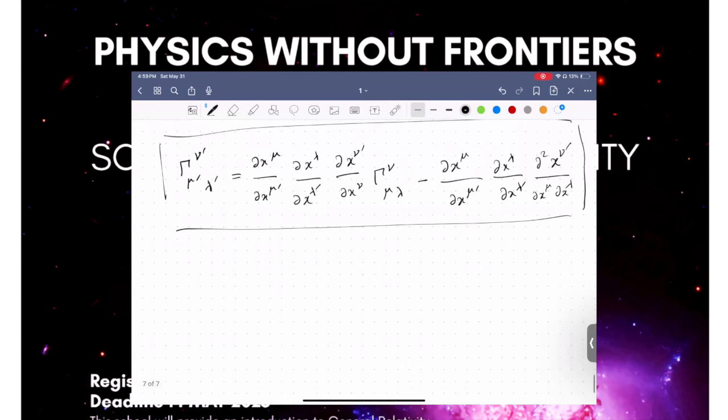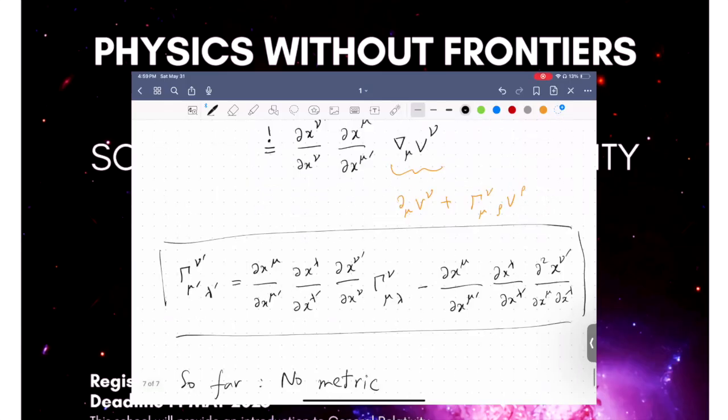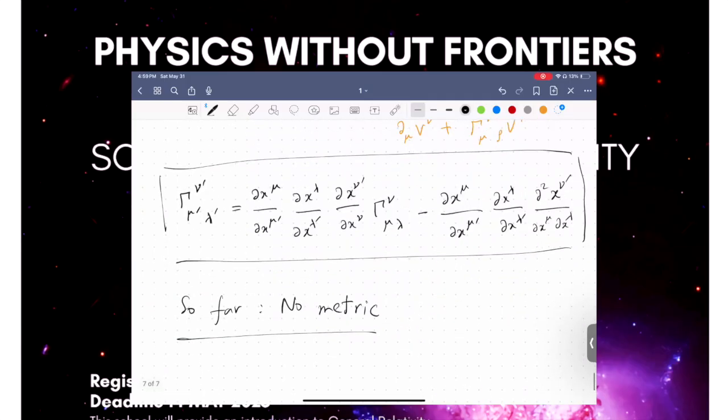So notice that so far, we have not mentioned the metric at all. So far, no metric. Okay, so you guys are already familiar with the metric, and maybe you have come to think of the metric as an integral part of a manifold, which is definitely true. But I would like to point out the fact that in order to be able to define a covariant derivative, you do not need a metric.